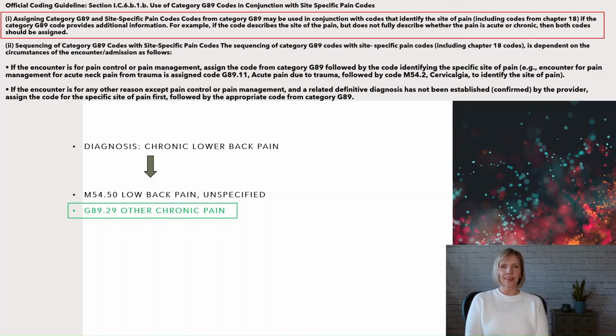Codes from category G89 may be used in conjunction with codes that identify the site of the pain if the G89 code provides more information.